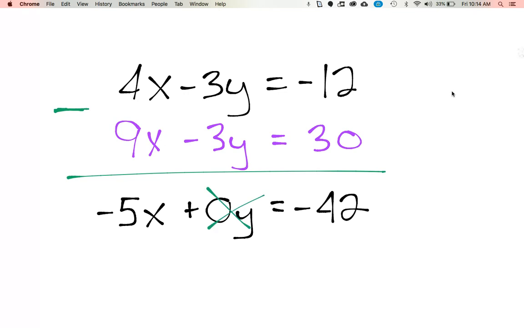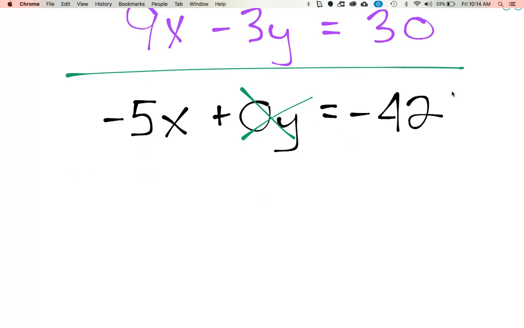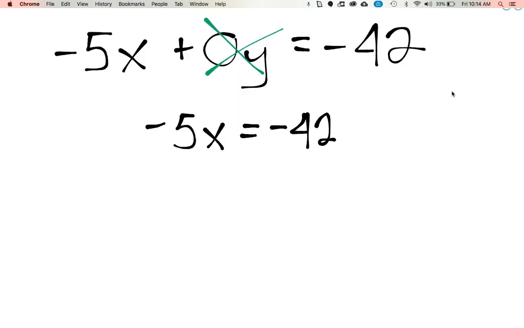So this is what's been eliminated. We no longer have a y term. So that's just -5x equals -42. Divide both sides by -5. We get x equals 8.4.